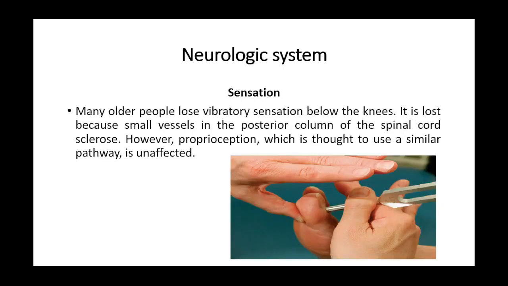Many older people lose vibratory sensation below their knees. It is lost because small vessels in the posterior column of the spinal cord sclerose. However, proprioception, which is thought to use a similar pathway, is unaffected.